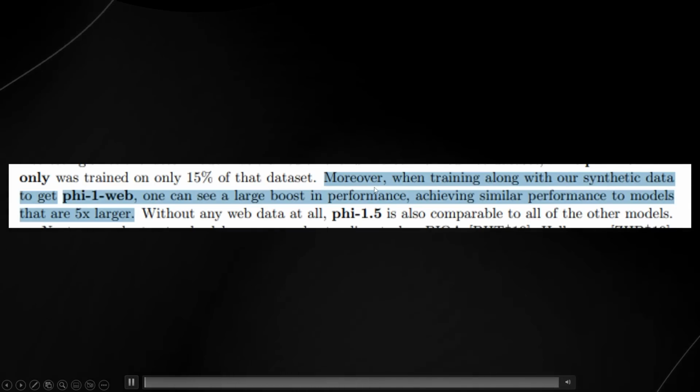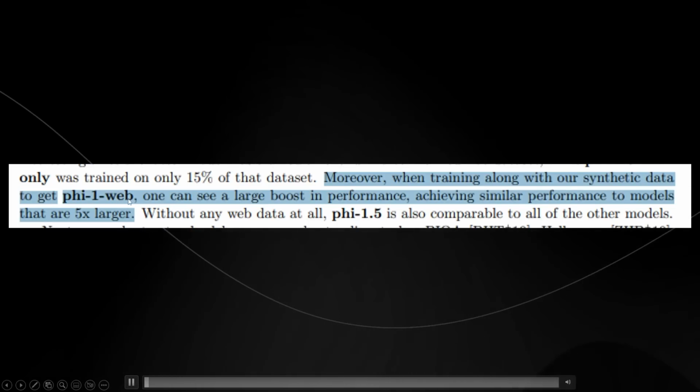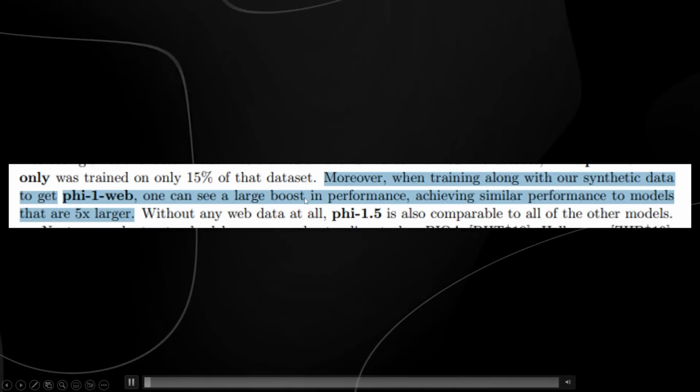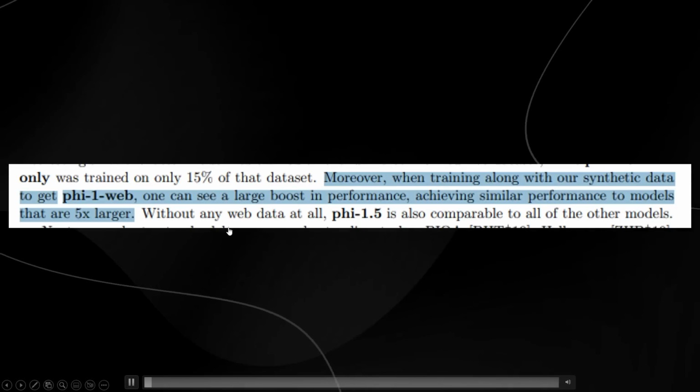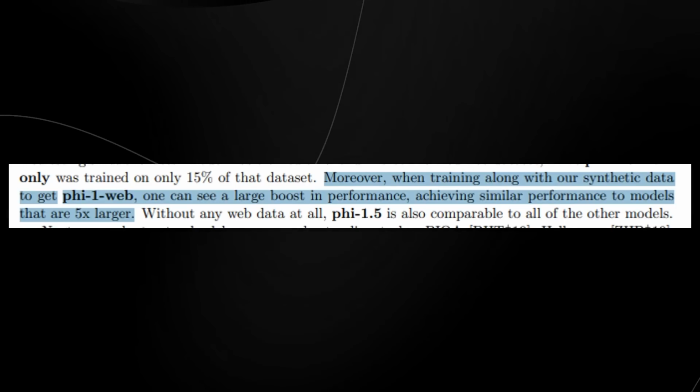So what was crazy was also that, moreover, when training along with our synthetic data to get Phi 1 Web, one can see a large boost in performance, achieving similar performance to models that are 5 times larger. So synthetic data gave it a really huge boost.